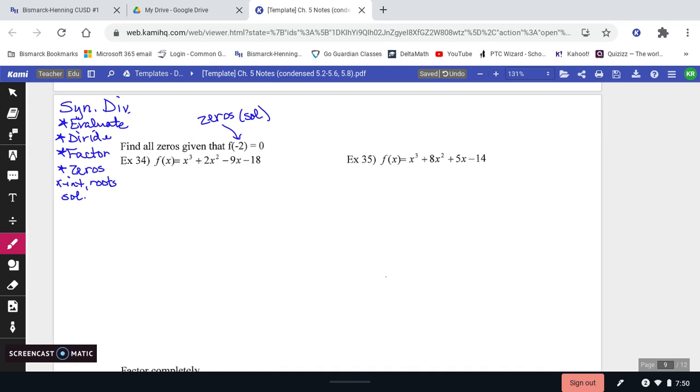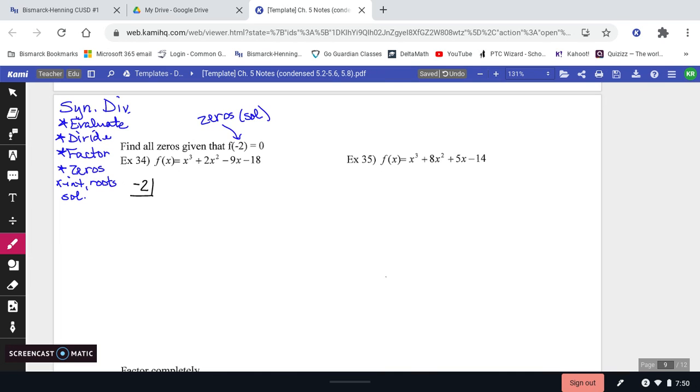Now, this equation is a cubic. Remember highest degree, and whatever your highest degree is, that's how many solutions, or zeros, you're looking for. So we already have one of them, negative 2. That one was for free. You didn't have to work for that one. But we're going to use that negative 2 and put it in our corner, and do synthetic division.